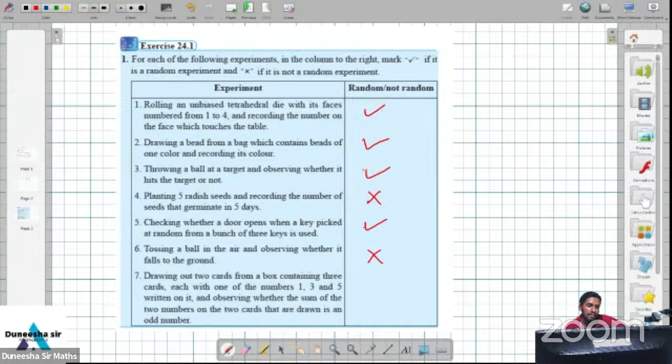Okay. Then is there an odd number? Can the sum be odd if we take 2 cards out? Can you get an outcome where the sum is odd? No. So is it random? No, it's not random. Okay, we cross it. Can you understand what a random event and a non-random event are? After you finish, raise your hand.